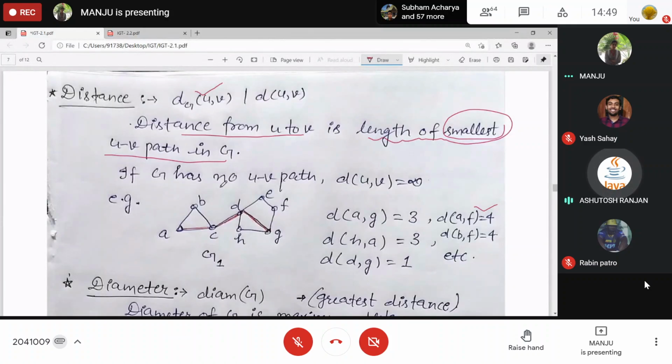Ma'am, B and F is 4. Again 4. B and G is again 3. Path is this to this, or this to this, and to G you have 3, and then via G also you can reach up to this F point, or via E also, right? But the distance is the number, na? So that is for both via E or via G. Clear?